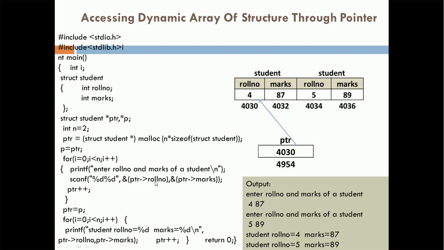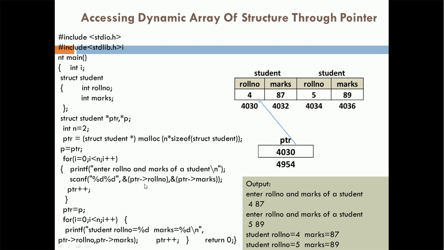This will provide you the first element of the array, which is the roll number, and &ptr->marks will provide you the marks field of the first element of the array. So using a scanf statement, we can assign the values to these two fields of the first array element, and we have given 4 and 87 here.